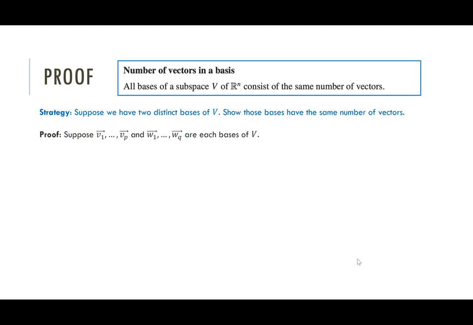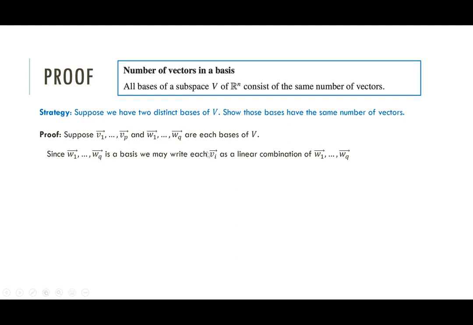Let's start by supposing we've got two bases, this basis v1 to vp and w1 to wq. And right now we're agnostic about whether p equals q or not. So these are each a basis of V. Now our first step is to say, well, since w1 to wq is a basis, that means any of these vectors in V has to be a linear combination of these vectors w. That's because each of these vi is in the span of these. This is what it means for the w's to be a basis.